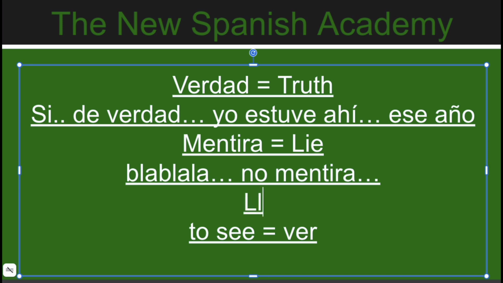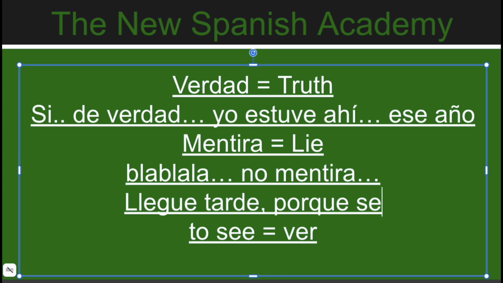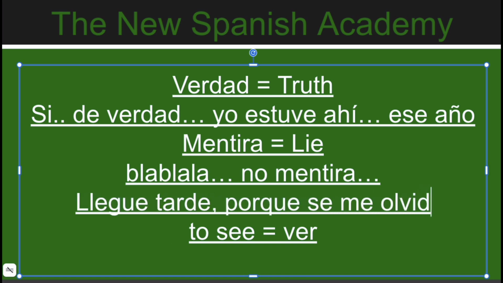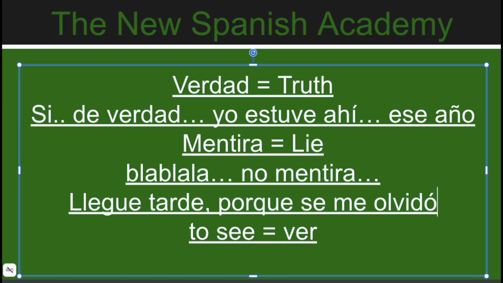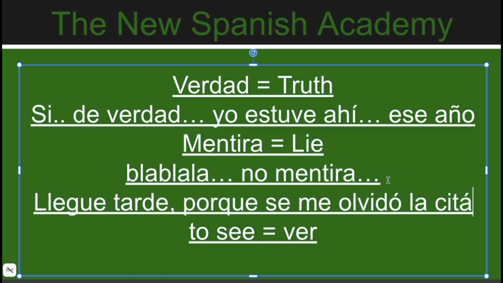For example, why are you late? And you say, llegué tarde, I came late, porque se me olvidó, because I forgot la cita. All right, I forgot the cita means date, but it also means appointment, right?